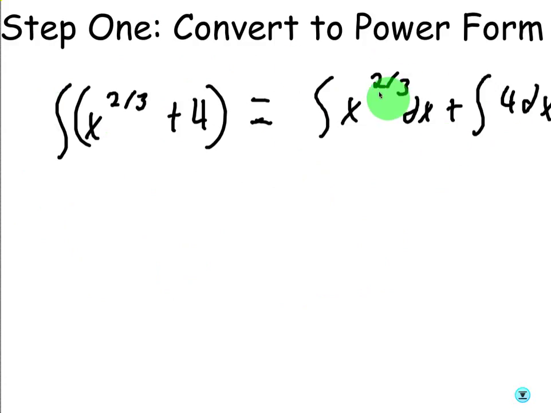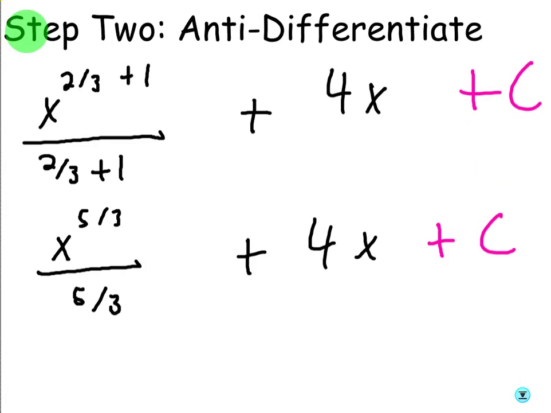Certainly, x to the 2/3 is a power. 4 is also technically 4x to the 0. But basically what this means is we want to convert it to familiar form. 4 is a constant number. We've already learned what the antiderivative of a constant is. So now we're going to take the antiderivative of each side.